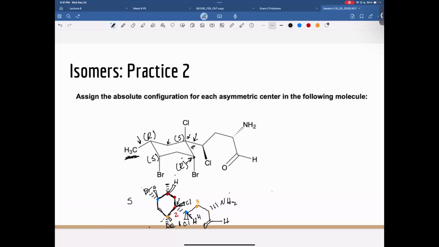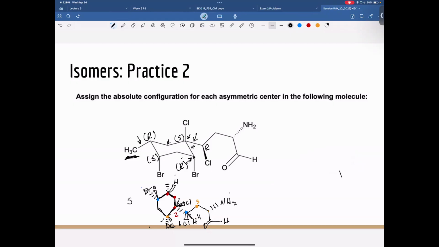So drawing this out, we have 1, 2, 3, 4. And again, we see that the 4th group is diagonally from our dash. So we do the cross swap. That ends up looking like this. And then we assign this as R. So this chlorine group is R.